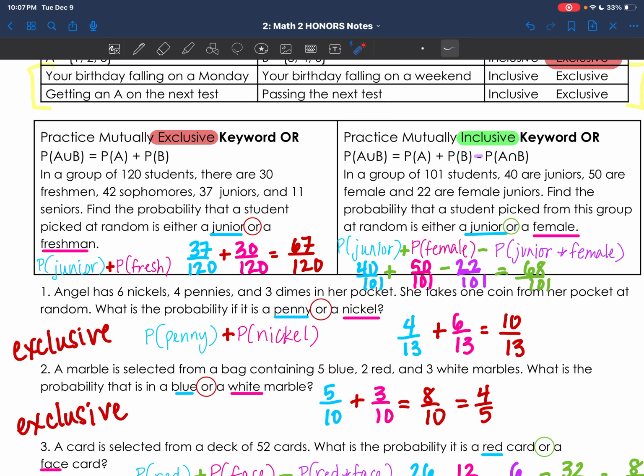All right, so now, marble selected. You got 5 blue, 2 red, 3 white. What is the probability it is a blue or a white marble? So remember, with or, you're going to add them together. In this case, it can't be a blue and white marble together, so it is exclusive because they're separate events. So I've got 5/10 for blue. I've got 3/10 for white. I'm going to add them together, and I'm going to get 8/10, which is 4/5.